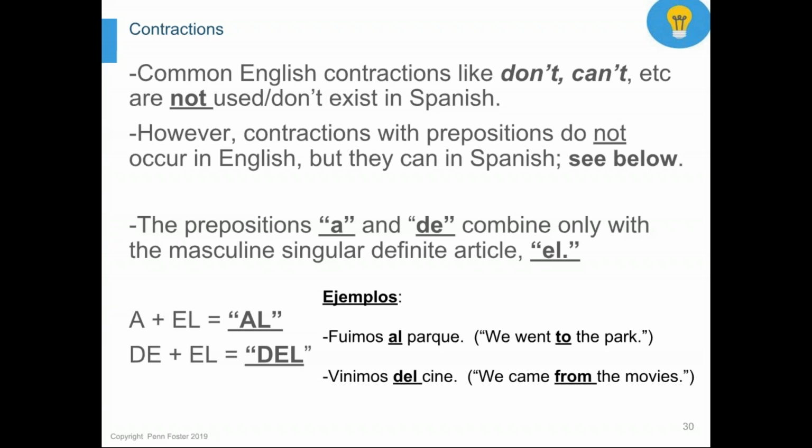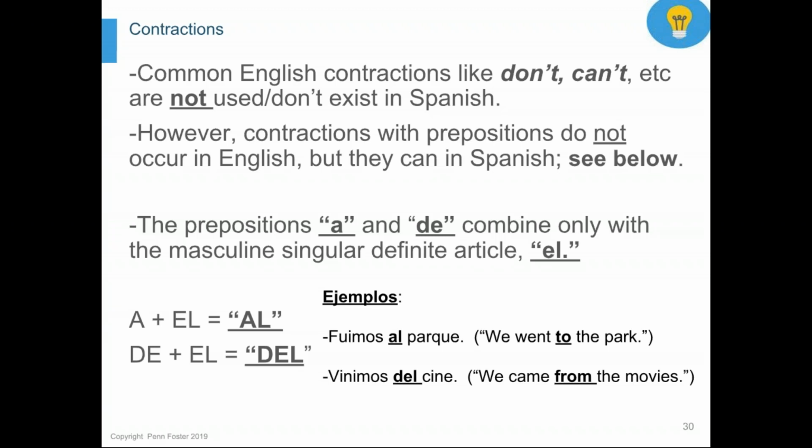So anytime you want to express to the or at the, when the noun is a masculine singular noun preceded by the article el, you're going to contract a and el to create the word al, as you can see on the bottom left side of this slide.